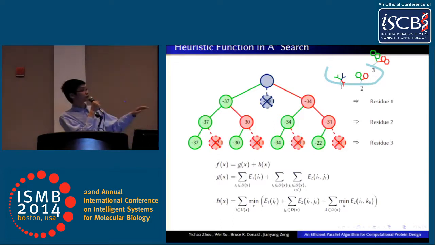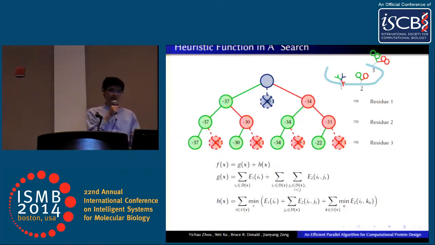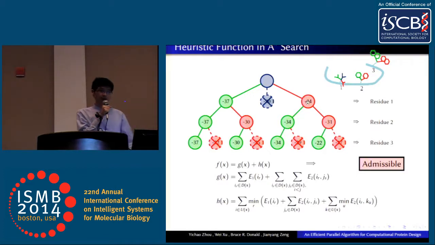For example, for the nodes in the layer labeled with residue 2, g(x) is the energy between residue 1 and residue 2, while h(x) is the lower bound of the energy between residue pairs 1,3 and 2,3. If the heuristic function is always smaller than the actual energy, we call this heuristic function admissible. If the heuristic function used in an A-star search algorithm is admissible, then it is guaranteed that the first solution A-star search finds is the global minimum energy conformation.